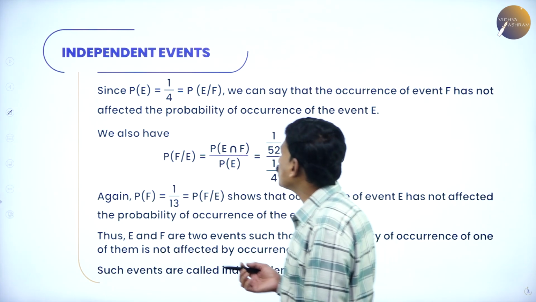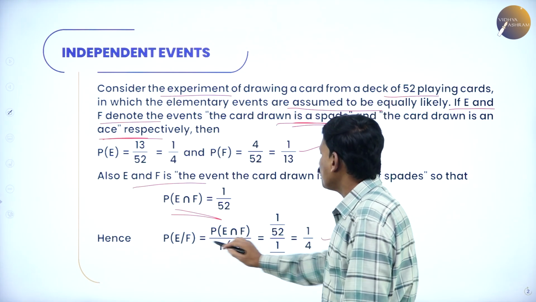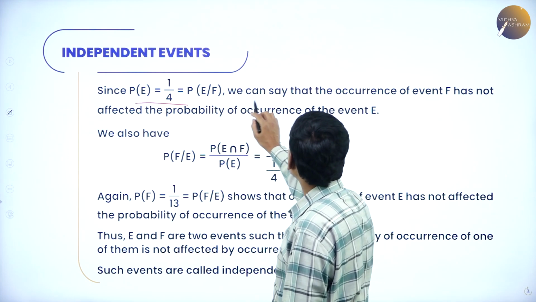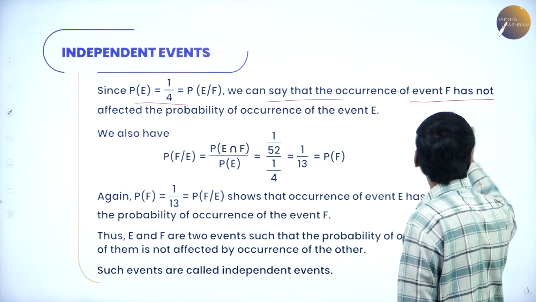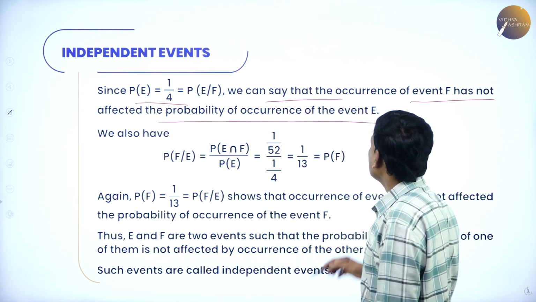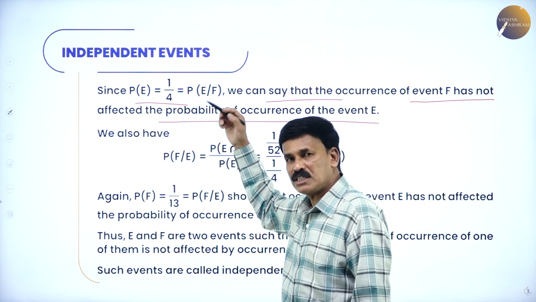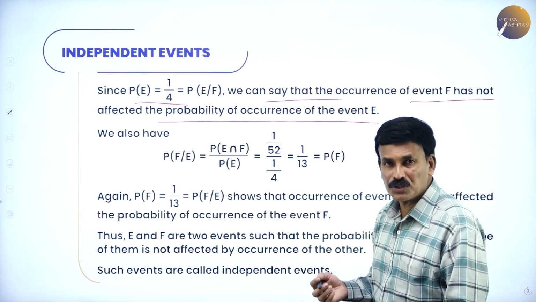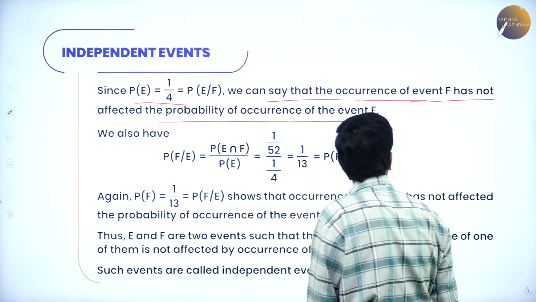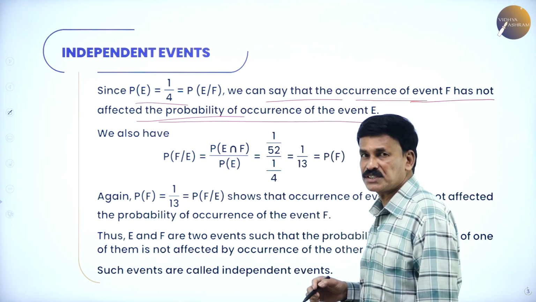Now, let us come to the second part. Since the probability of E is 1 by 4, which is also equal to the probability of E given F, we can say that the occurrence of the event F has not affected the probability of the occurrence of the event E. From this, we can conclude that the occurrence of the event F does not affect the probability of the occurrence of the event E.